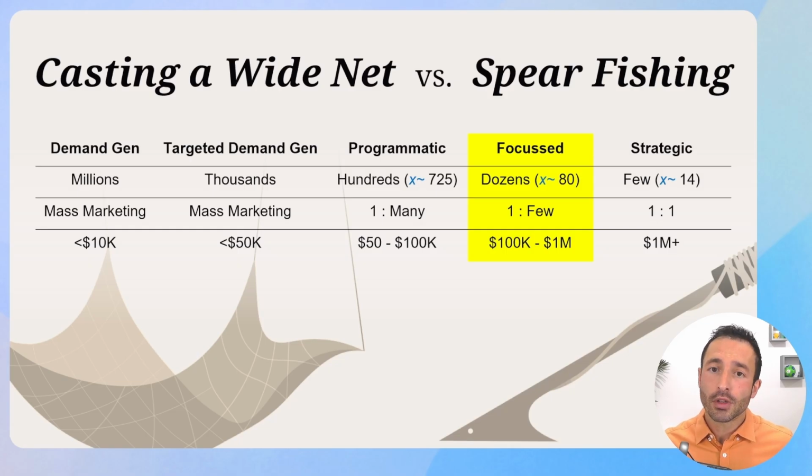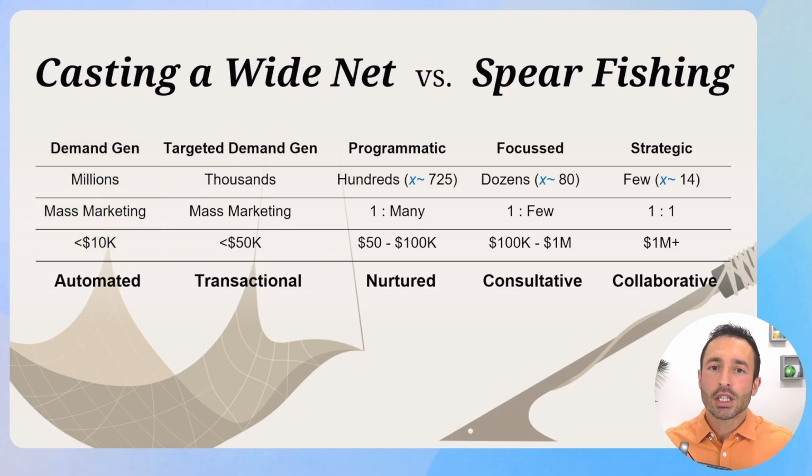As we go left, our approach becomes more programmatic, because now we need to reach hundreds of customers. With hundreds of customers here, the relationship is one to many. There are going to be multiple different groups of customers within that subset. Median here is 725, value 50 to 100,000. As we move left, we're getting on to targeted demand gen. Now we're looking at mass marketing techniques, generally getting much smaller in contract value until we get to demand gen. Again, mass marketing focused on millions of people, below $10,000.